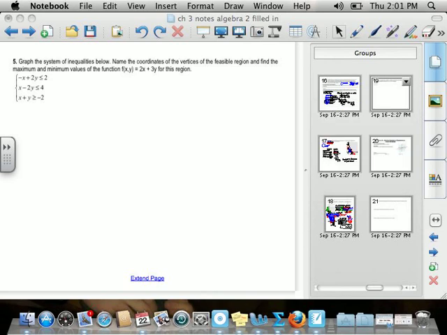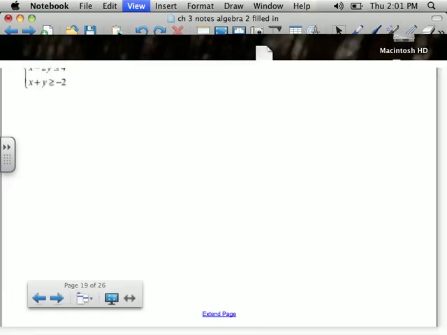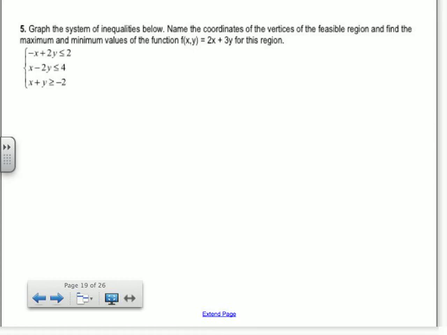All right, so this next one says graph the system of inequalities below. So this is still linear programming, guys. Name the coordinates of the vertices of the feasible region and find the maximum and minimum values for the function 2x plus 3y. Okay, so we have our constraints.